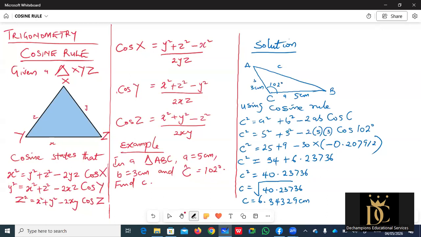So in three significant figure, what will it give us? That would be C equals 6.34 centimeter. That is in three significant figure. And that's your final answer.